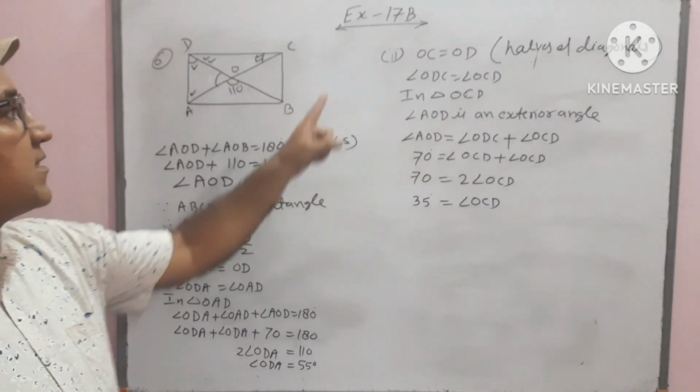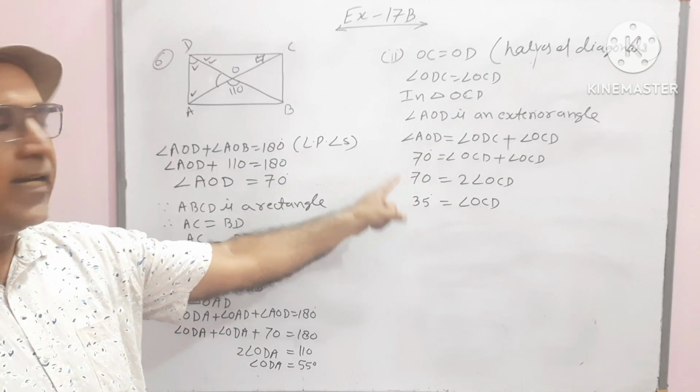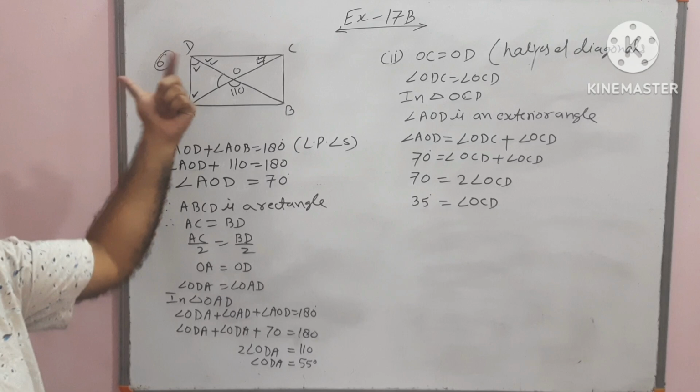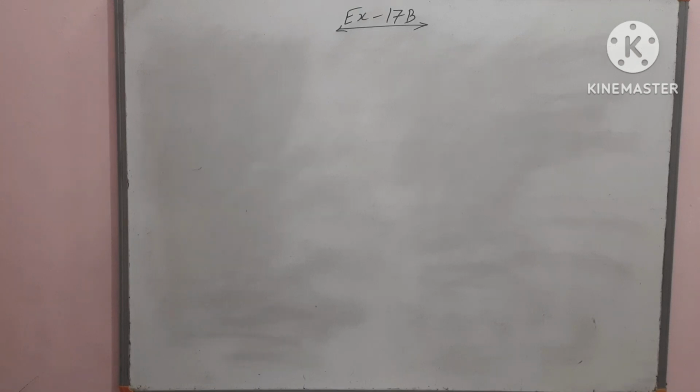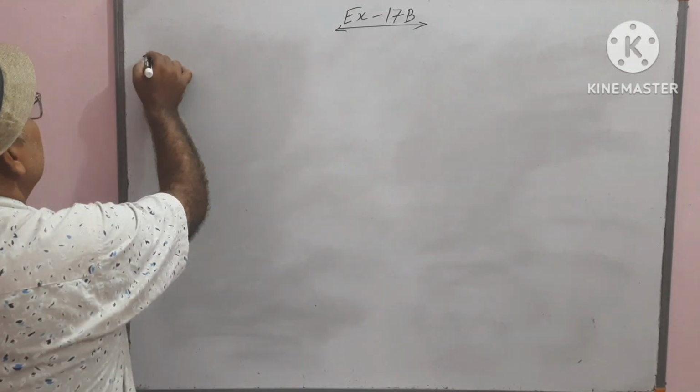First method is this, second method is this. Okay, by both the methods you can find both the angles. So watch carefully and try to understand it. Okay, now see question number 7.